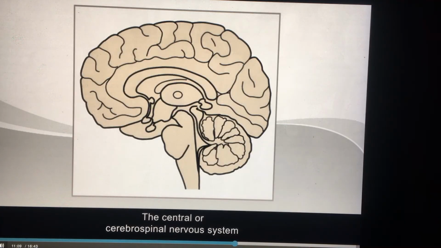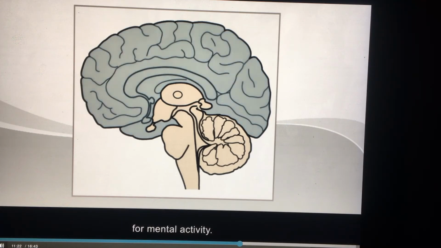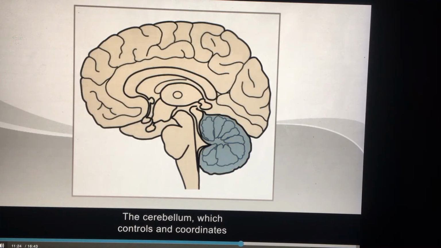The central or cerebrospinal nervous system is composed of the brain and spinal cord. The cerebrum, which is located in the upper front portions of the cranium, is responsible for mental activity. The cerebellum, which controls and coordinates muscle movement, is located in the occipital area directly below the cerebrum.